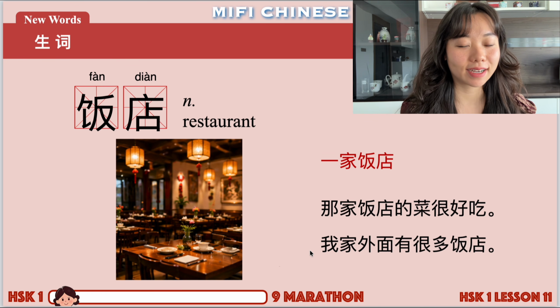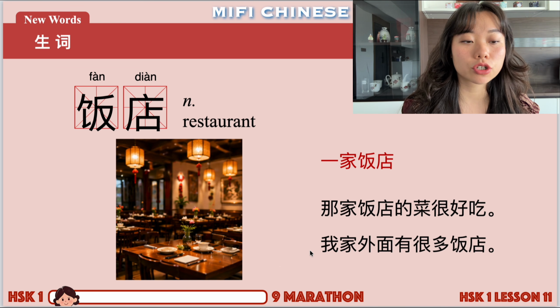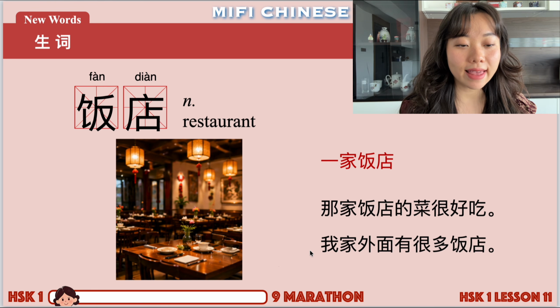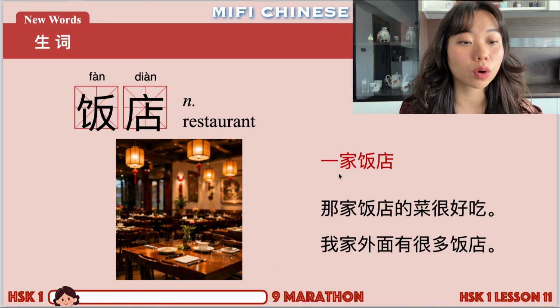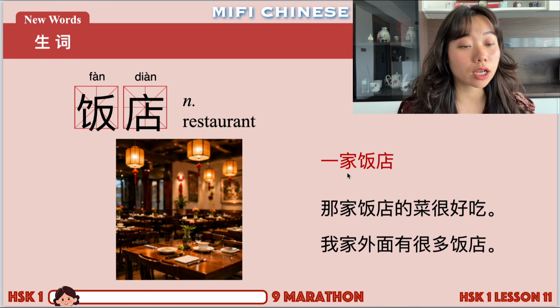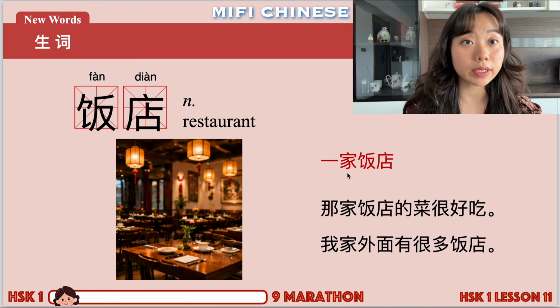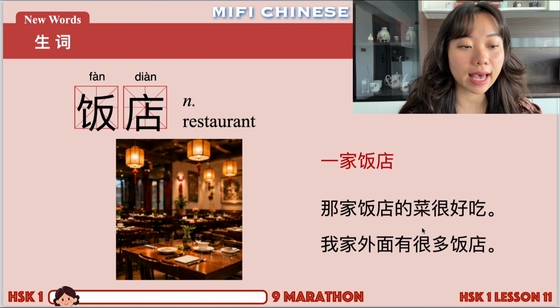饭店. 饭店. Earlier we explained this in the warm-up session, right? 饭店, restaurant. 饭 meal. 店 shop or store. So a store or shop selling meals, restaurant, 饭店. And then please pay attention here to the measure word for 饭店. 一家饭店, right? We learned it in 一家书店, right? The specific measure word for stores and shops, 一家饭店. For example, 那家饭店的菜很好吃。那家饭店的菜很好吃。What does 菜 mean? The dishes in that restaurant are very delicious.